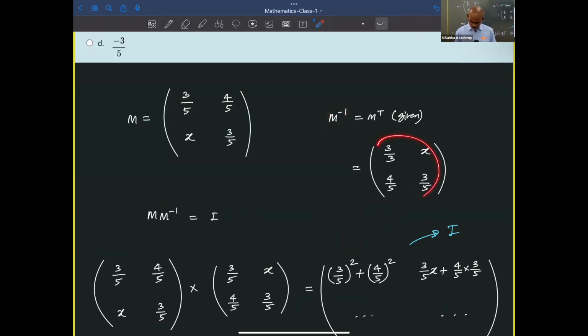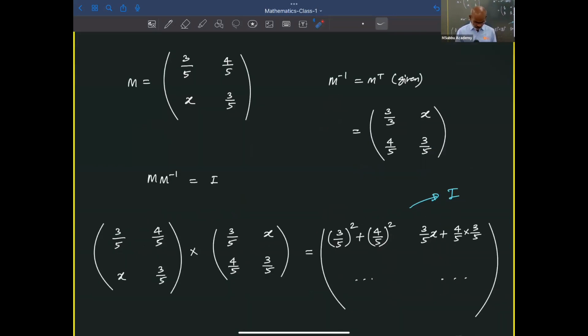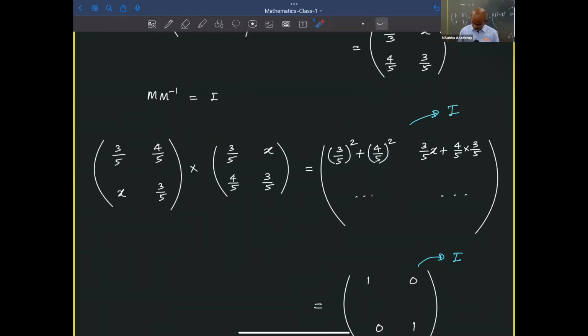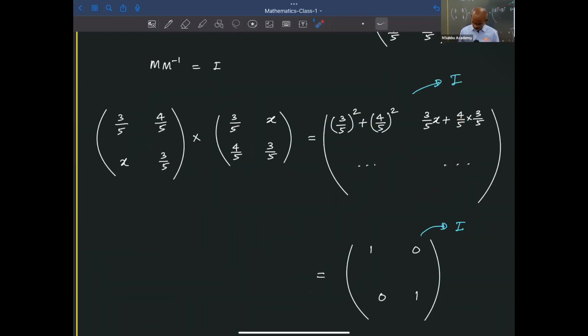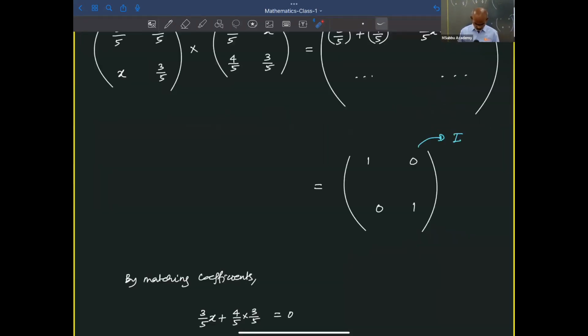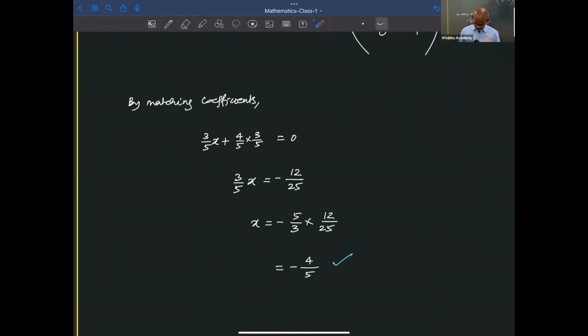M inverse is now simply M transpose. We know one rule which is always valid: the matrix multiplied by its inverse is equal to identity. By this you get an entry in terms of x, and that has to be equal to 0. So by equating that, you will get that.